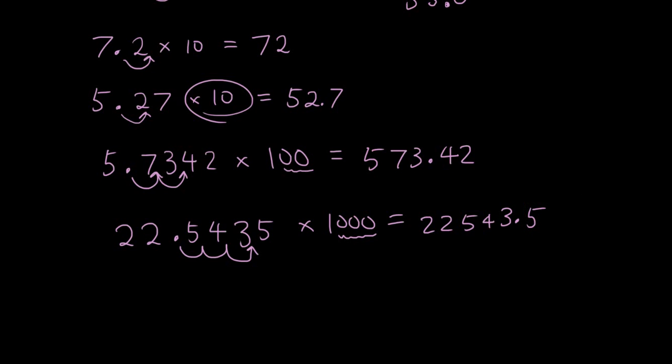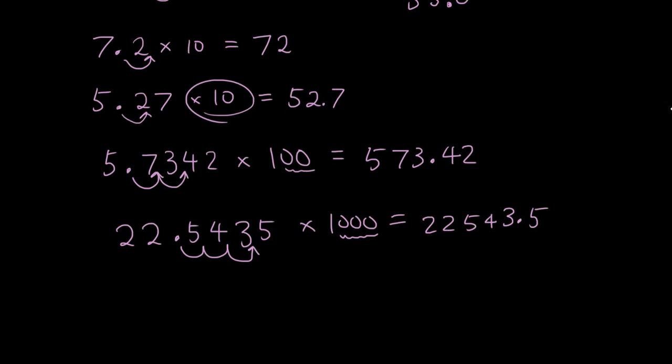Okay, now let's try dividing. So if I give you, for example, 5,000 divided by 10, what you would do is you would simply get rid of a 0 from your number, so you can just cross the 0 off and it'll be 500.